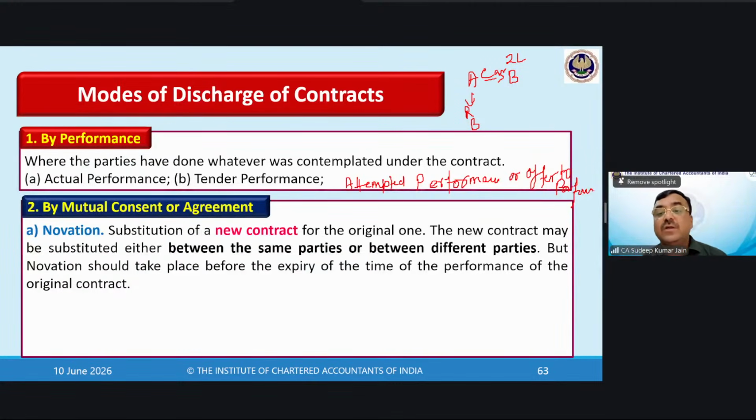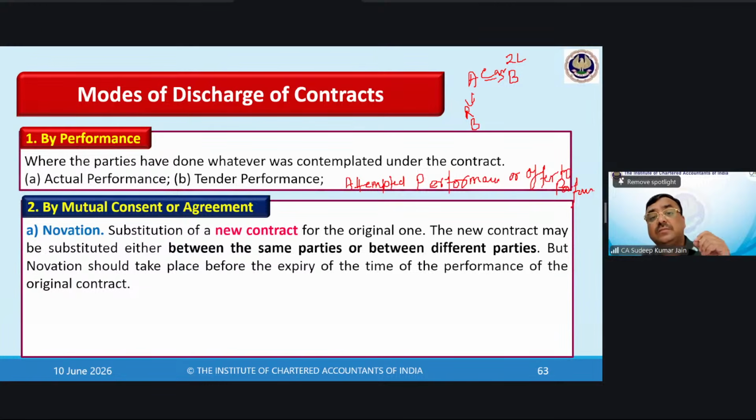The original contract was for sale of the red car. Now in place of the original contract, a new contract was entered for sale of the black car. This is called novation. Because the new contract has been entered, there is no need to perform the old contract. So the old contract is discharged by novation. One thing you should note: the novation can be between the same parties or maybe between different parties.